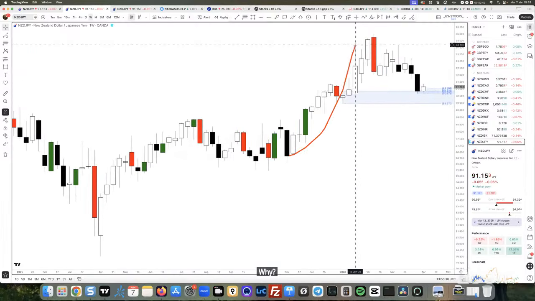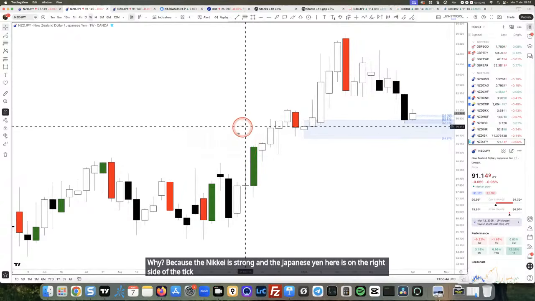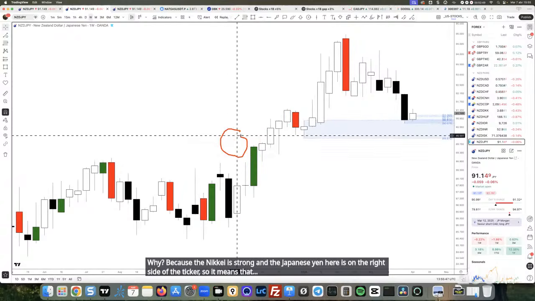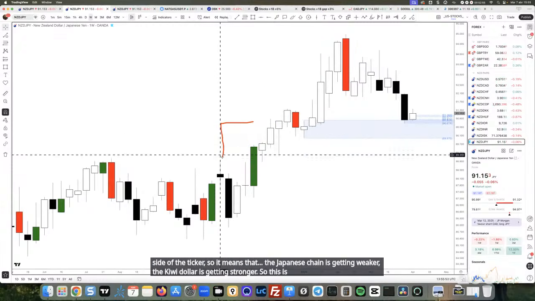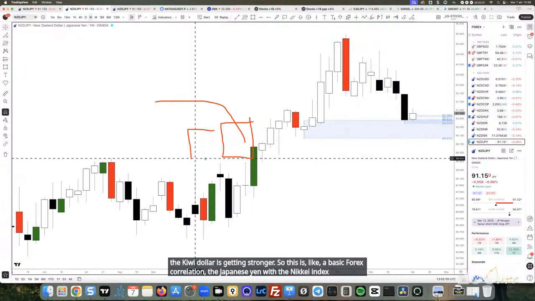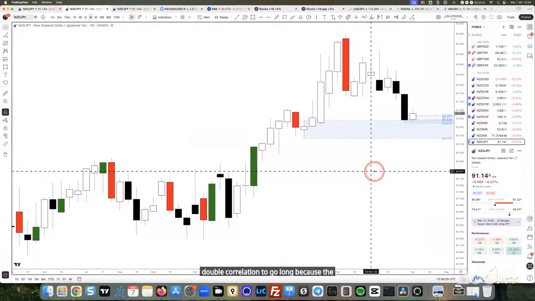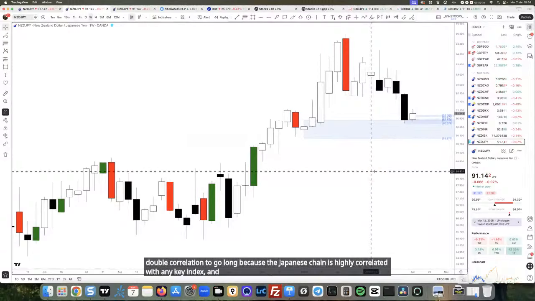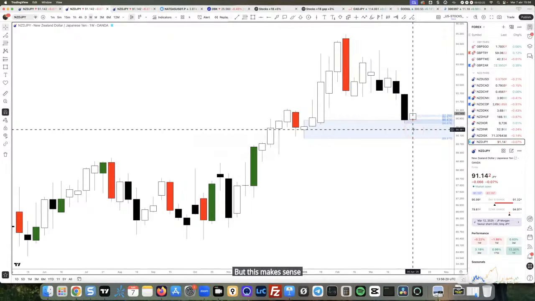Why? Because the Nikkei is strong and the Japanese yen here is on the right side of the ticker. So it means that the Japanese yen is getting weaker, the Kiwi dollar is getting stronger. So this is a basic Forex correlation, the Japanese yen with the Nikkei index with the Kiwi dollar being on the red side. It's a double correlation to go long, because the Japanese yen is highly correlated with the Nikkei index and Japan's economy is based on exports. If you want to add some basic fundamental analysis, I'm not a fundamental analyst, okay? But this makes sense to me, okay?